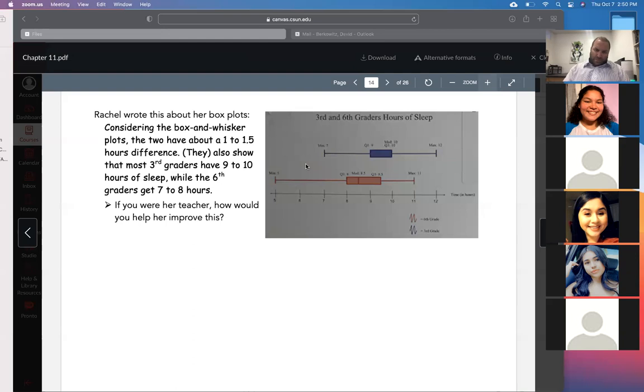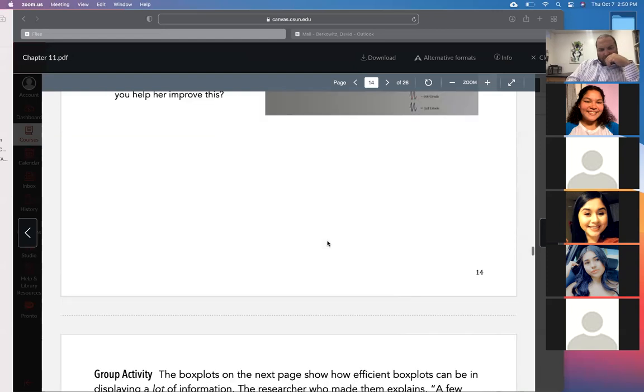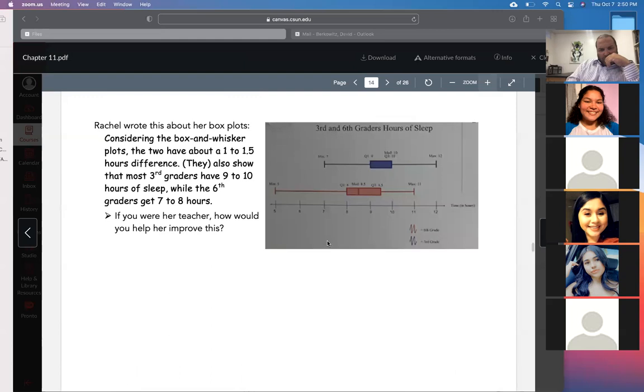How would you help her improve this? I don't know how I would help her improve this. I'm at a loss. Maybe the bottom one, the 5, but that would also be an outlier. Again, outliers are outliers. The only thing I can think of is just putting little bars between 8 and 9, so we can see the decimal place there.